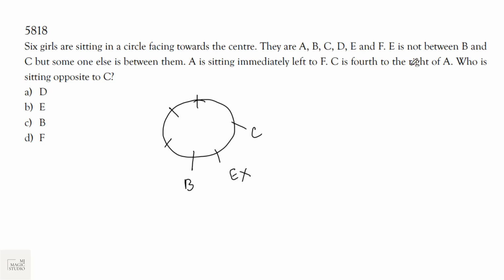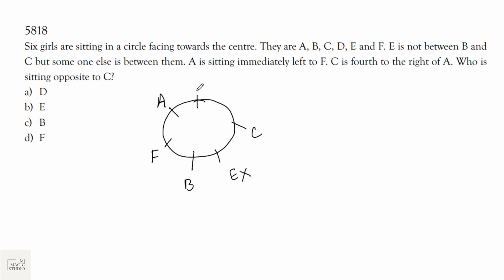C is fourth to the right of A. If A is sitting here, the right hand side will go anti-clockwise: 1, 2, 3, 4. That means C is at this position. A is sitting immediately left of F, so F left will go in the clockwise direction. Here we should have F.